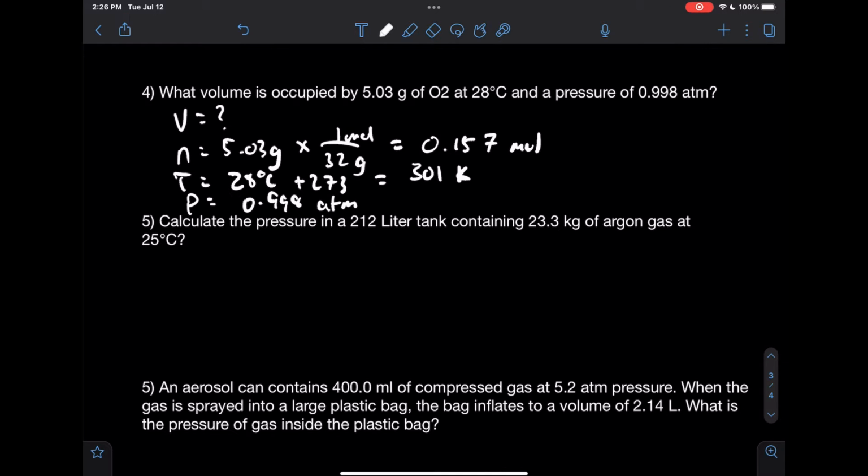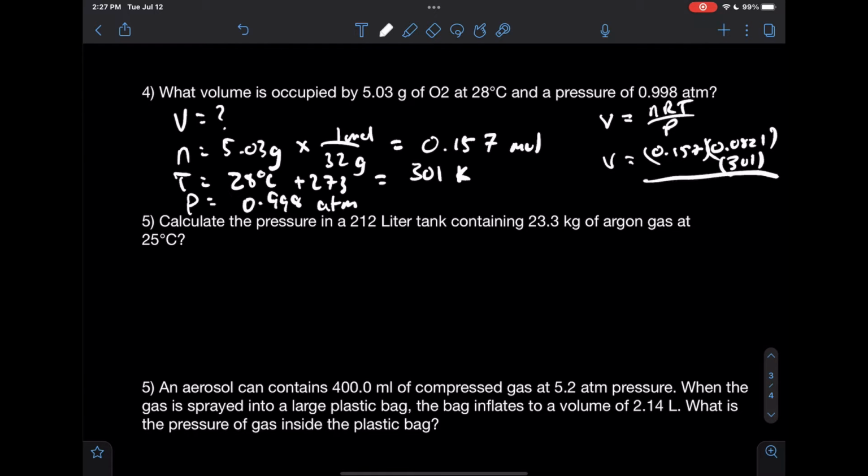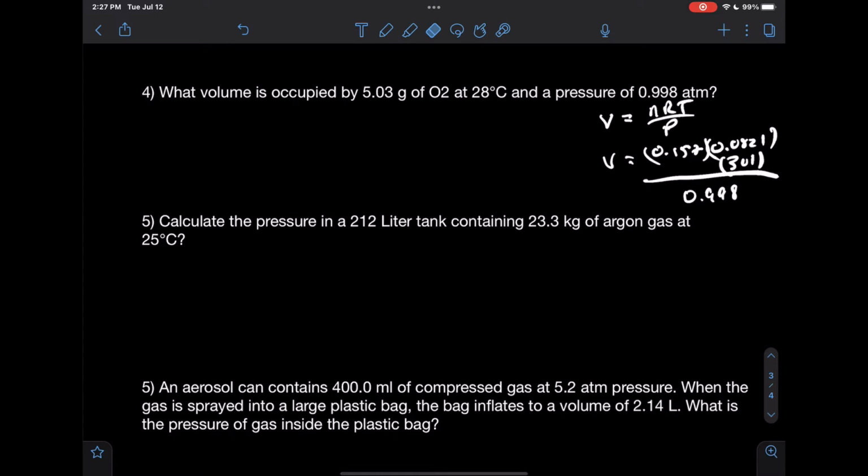V is equal to nRT divided by P. So V is equal to 0.157 times 0.0821 times 301 Kelvin divided by 0.998 atm. After we plug this in, we'll find that V is equal to 3.9 liters.